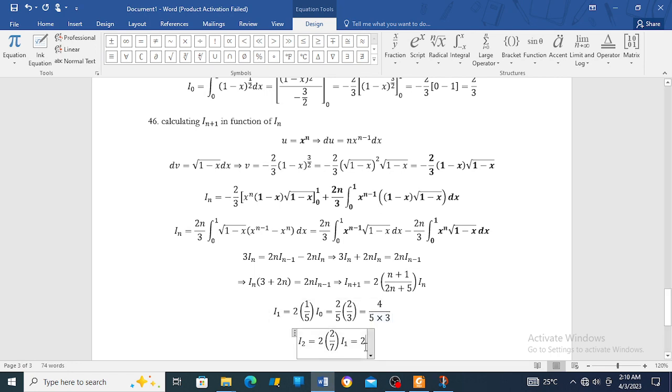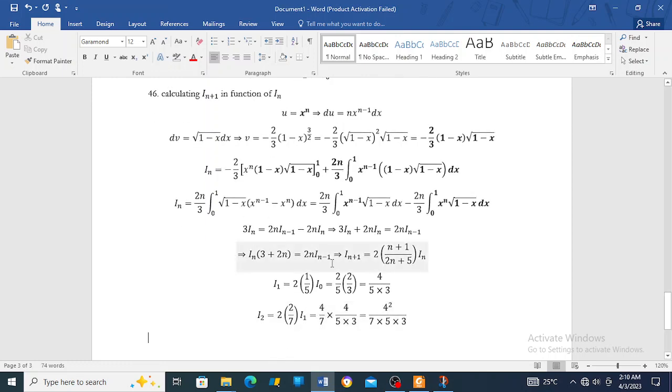Okay, and this is going to give us 4 divided by 7 times I1, and this is I1, so times I1. So at the end we get 4 squared divided by 7 times 5 times 3.